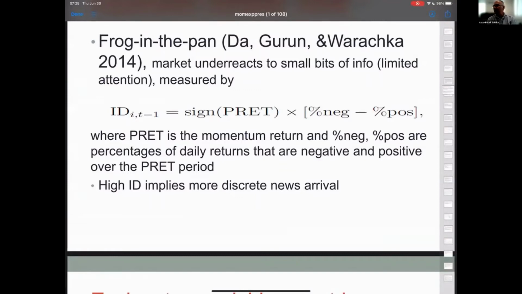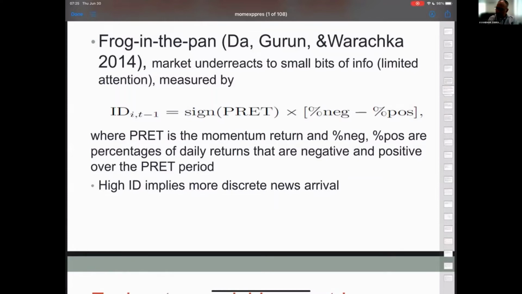You measure the momentum return, which is the return of the past 6 to 12 months, right? Then you calculate its sign. What's the momentum return sign? Has the stock gone up or down over the past 6 to 12 months, okay? Then you multiply it by the number in brackets, which is the difference between the percentage of the daily returns that are negative over that momentum period and the percentage of daily returns that are positive, okay?